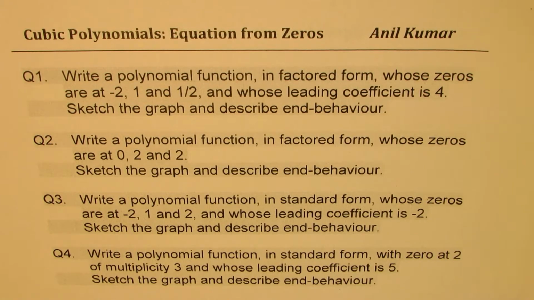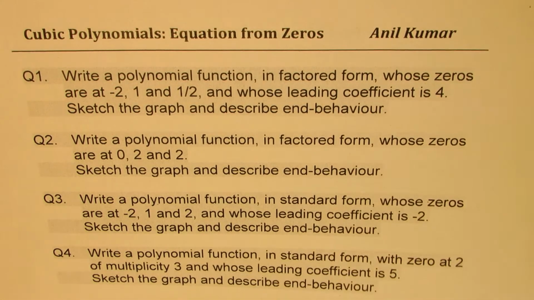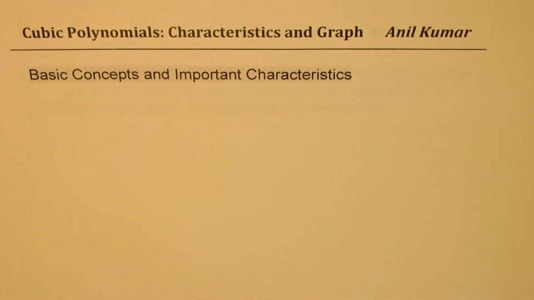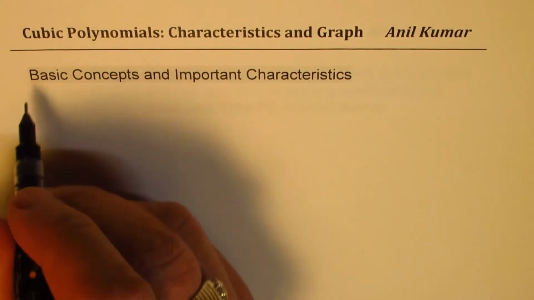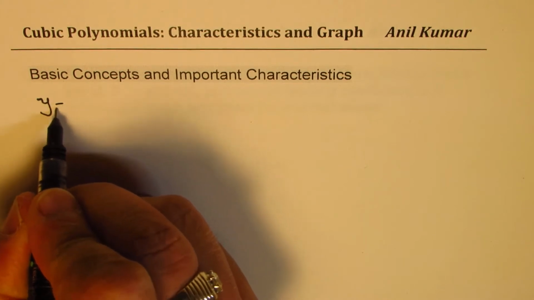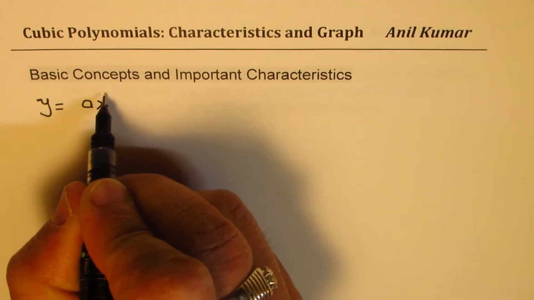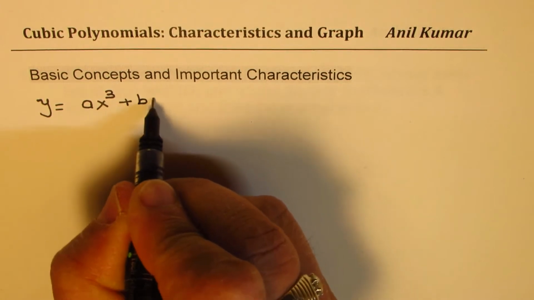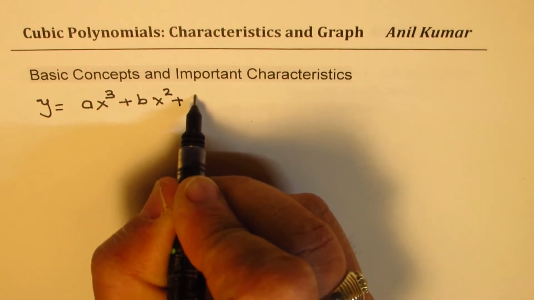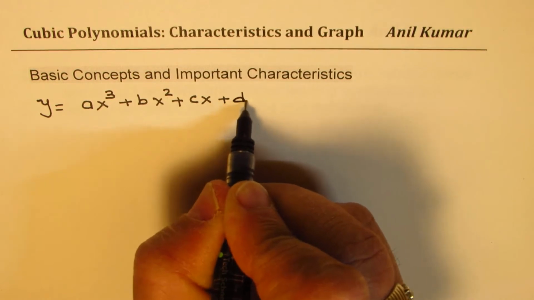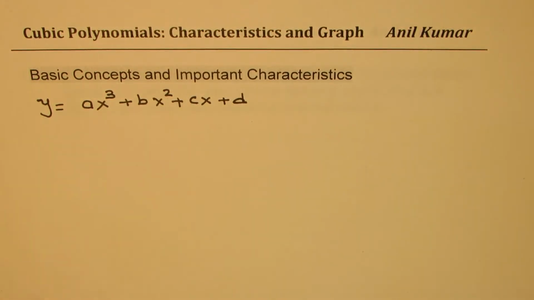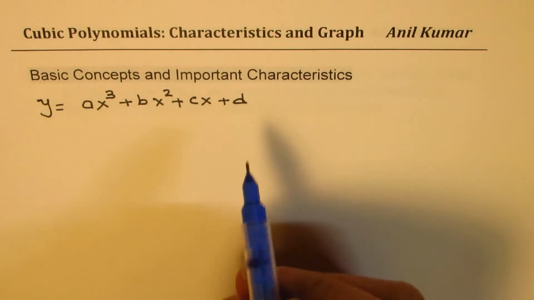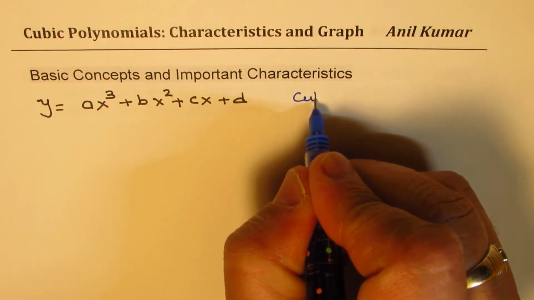So let's begin with some very basic concepts on cubic functions first, and then we'll solve these questions. So any cubic polynomial, let's say y, could be equal to ax cubed plus bx squared plus cx plus d. Now the degree of this polynomial is 3, and therefore it is called a cubic polynomial. So this is your cubic polynomial.